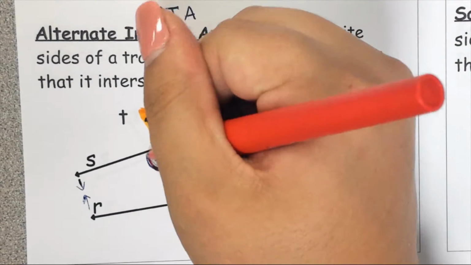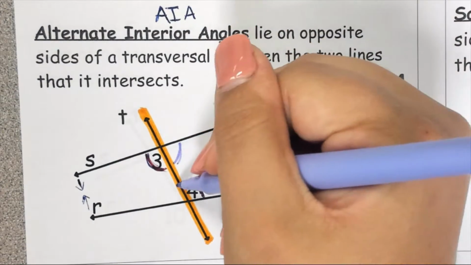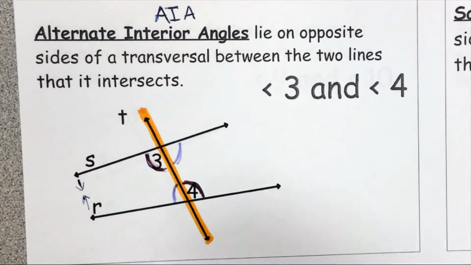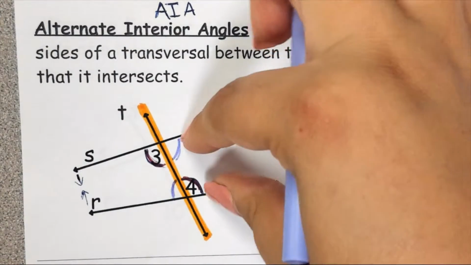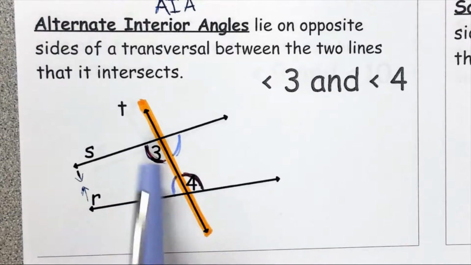So 3 and 4 are alternate interior angles, but so are this angle right here and this angle right here. Also, they're on opposite sides and they're in between the 2 lines. So there are 2 sets of alternate interior angles here. Okay.